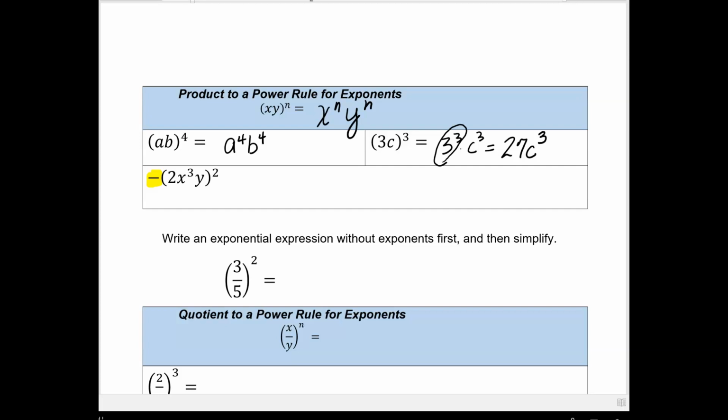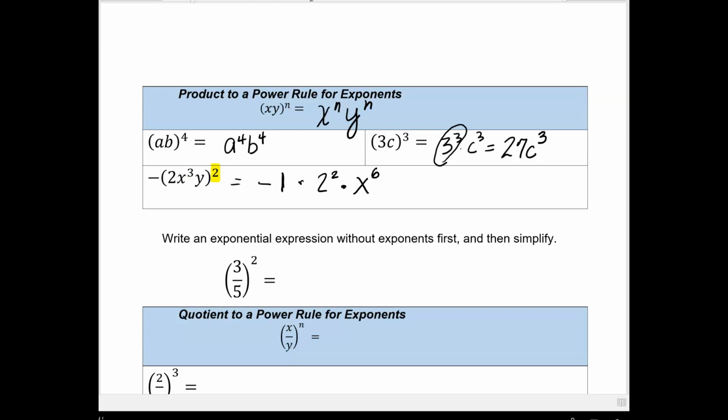So in this instance, the negative is not on the inside of the parentheses. Okay? Now, so we really have a negative 1, if you wanted to separate it, times 2 to the second times x to the 6. Where did 6 come from? 3 times 2.